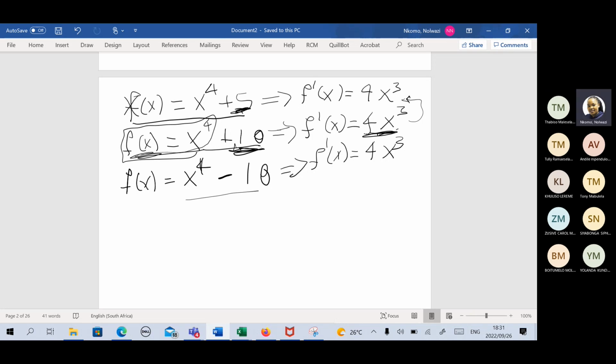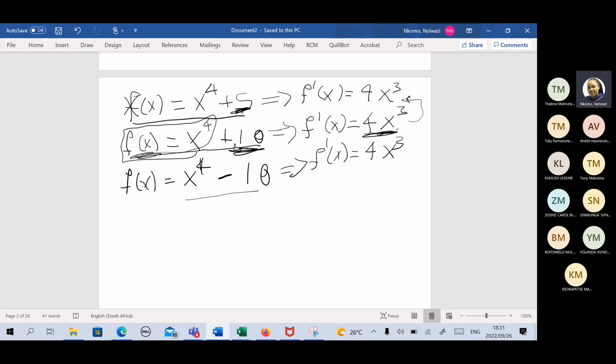Meaning, we must add a constant of integration, because if you differentiate a constant, you will get 0. Meaning, in all the functions that we integrate, we need to add a constant, which is called a constant of integration. Okay, in this module, we'll represent that constant with C.